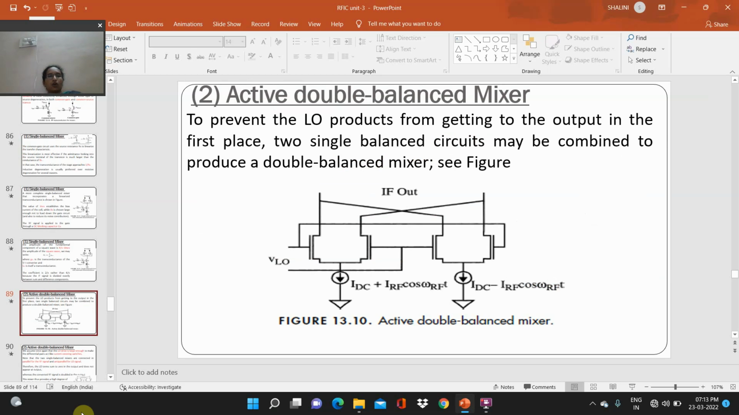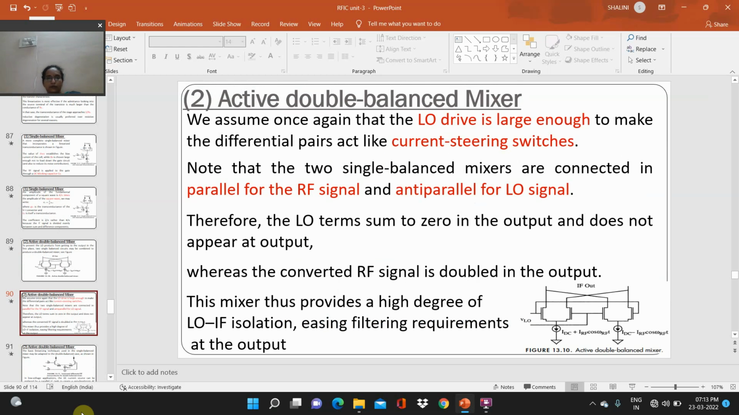To prevent the local oscillator products from getting to the output in the first place, two single balanced circuits may be combined to produce a double balanced mixer. So here is the figure for the active double balanced mixer. We assume once again that the local oscillator drive is large enough to make the differential pairs act like current steering switches.